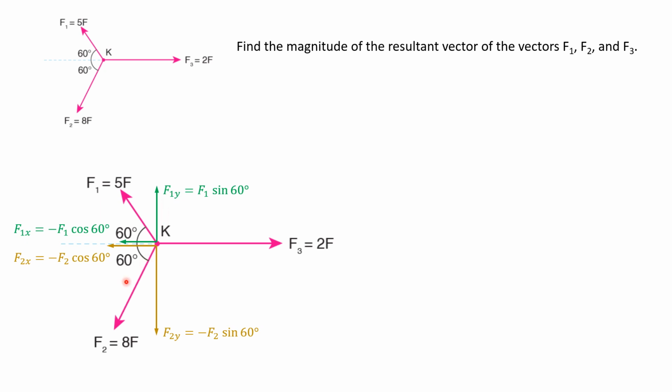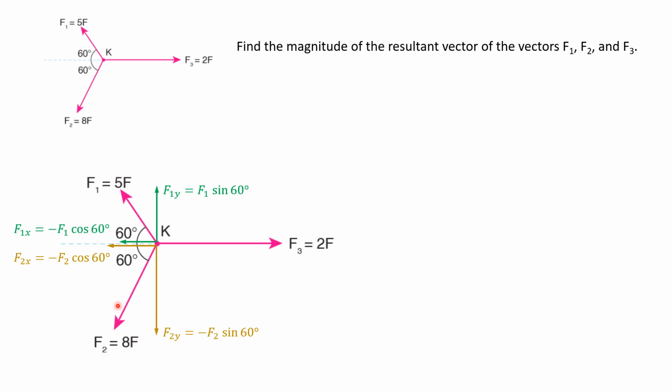Same thing with F2. F2x is going to be F2 times cosine 60 because this angle is 60 and this is a right triangle, but we put a minus sign because it's pointing in the negative x direction. For F2y, we have F2 times sine 60 because it's the opposite side of this right triangle and this is your hypotenuse, and we put a minus sign in front of it. Okay, so now we decomposed F1 and F2 into x and y components.